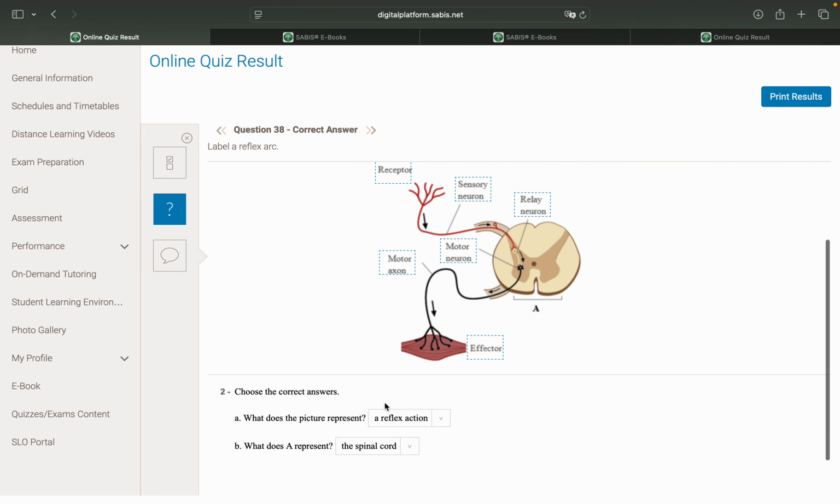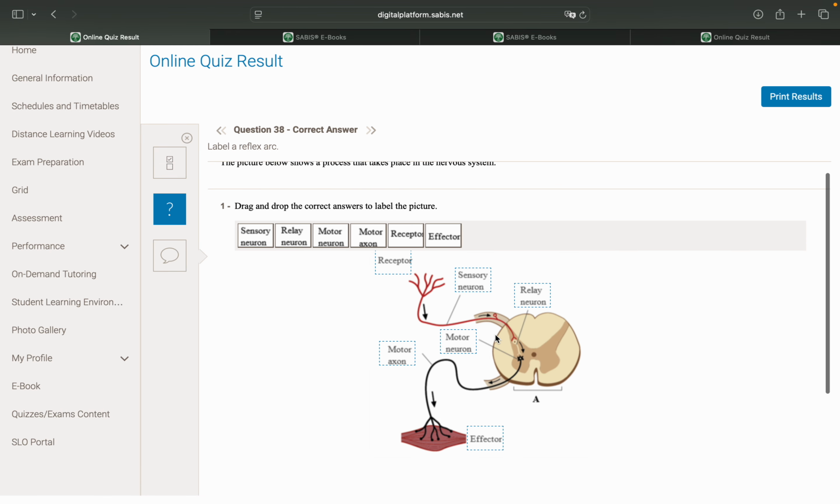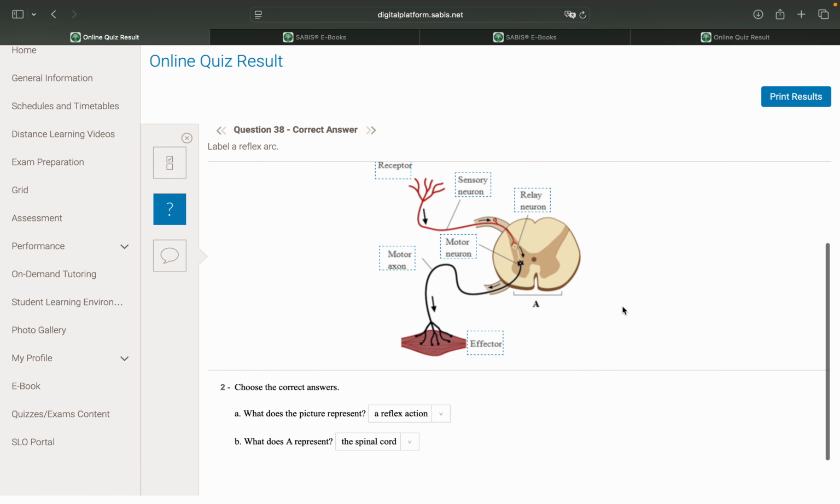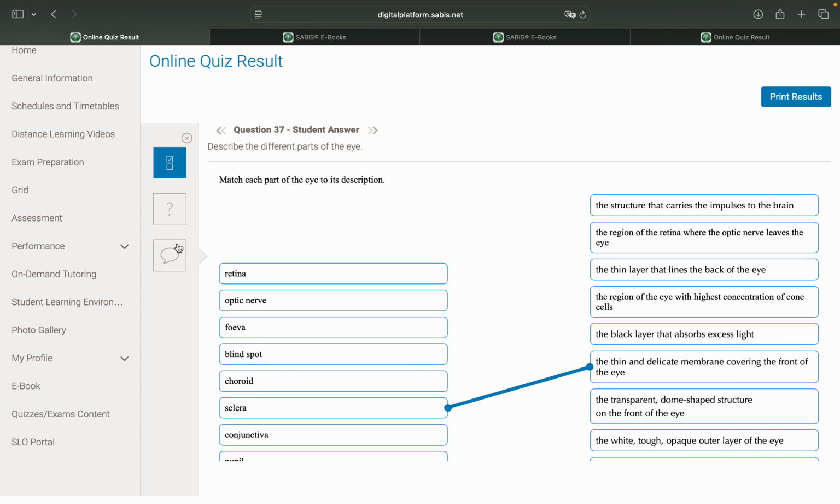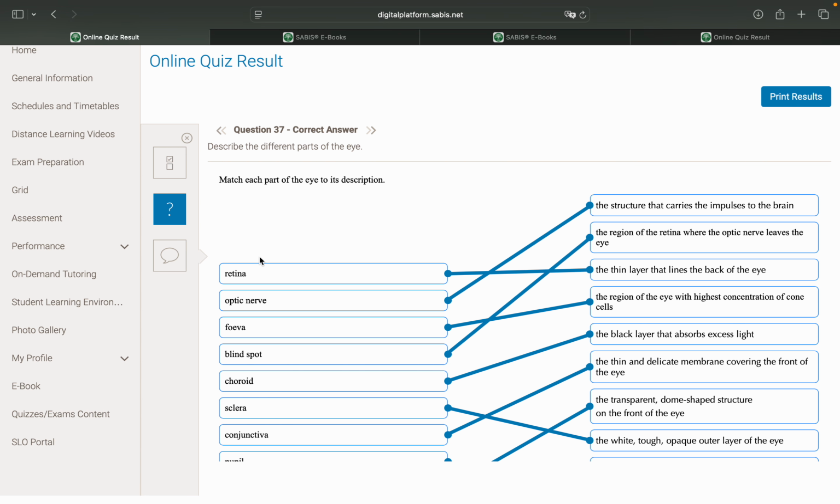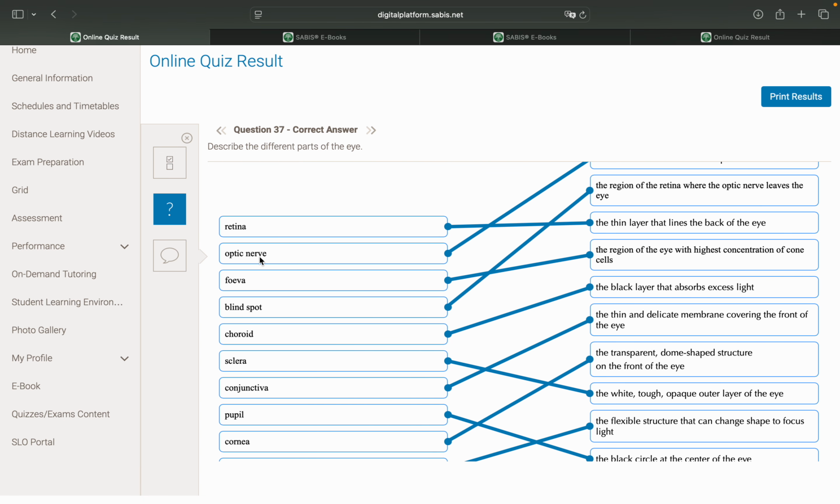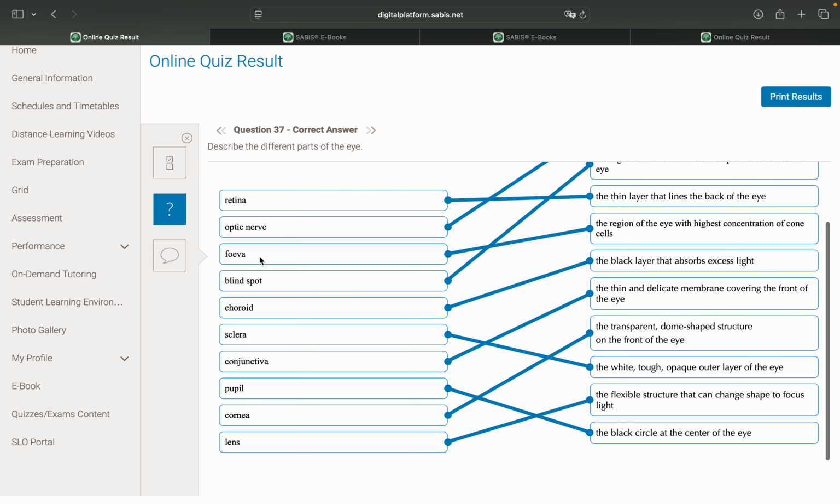So this diagram represents a reflex action, and in A, we can see this is the spinal cord. Moving on. This chapter is very much about memorization. If you do the quiz, it's quite easy to just do the quiz and memorize it, but as you please.